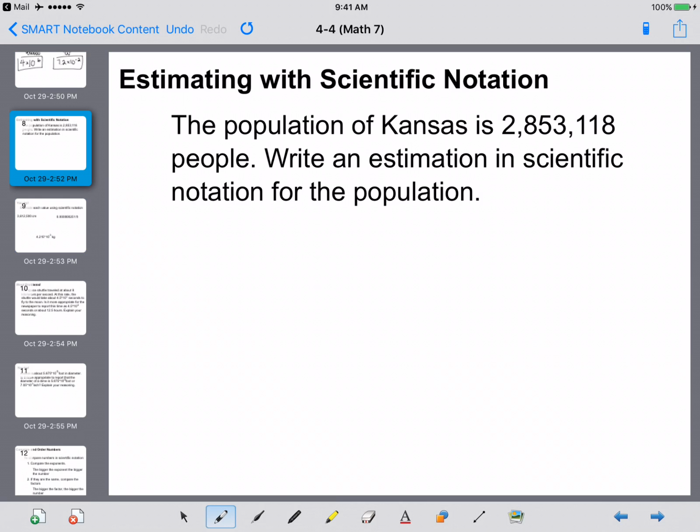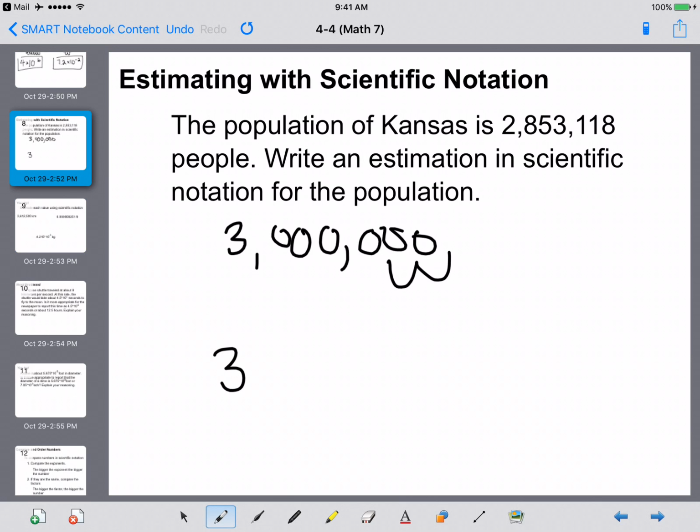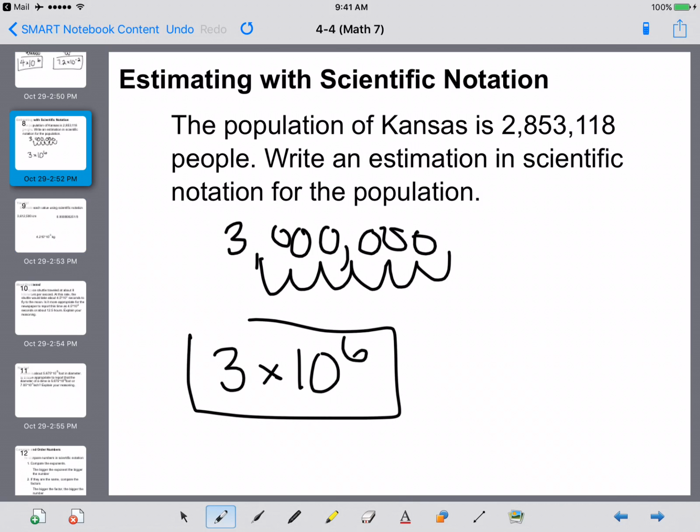So first thing I'm going to do is I'm going to estimate. That means we're just going to say 3 million, right? We're going to make it the easiest number that we can possibly get. To write that in scientific notation, it's going to be 3. We're going to move over 1, 2, 3, 4, 5, 6 spaces, so times 10. It was a big number, so it's positive, to the 6th. Done. There's my estimation for Kansas's population.